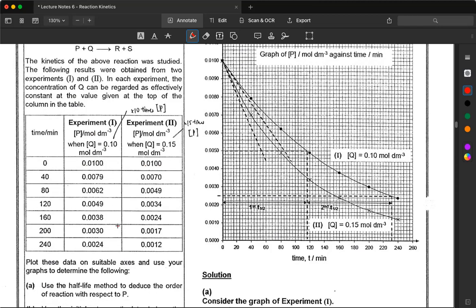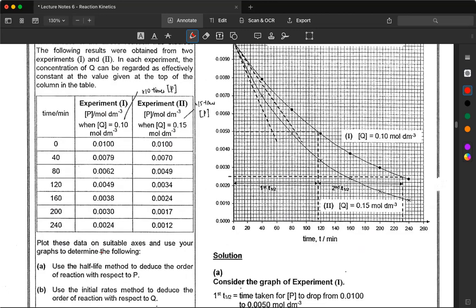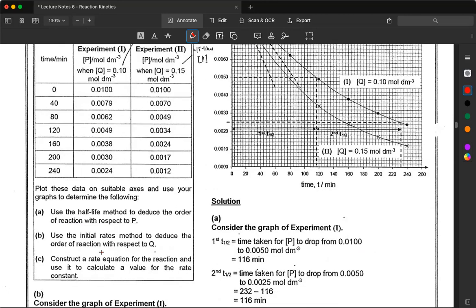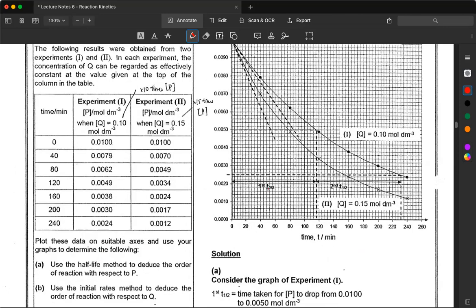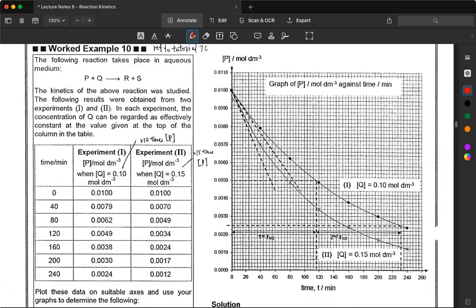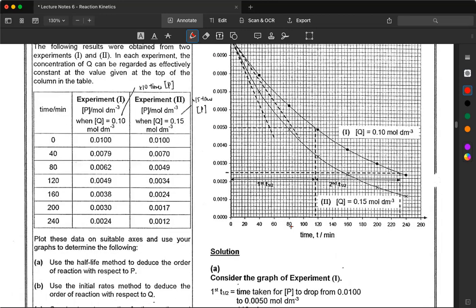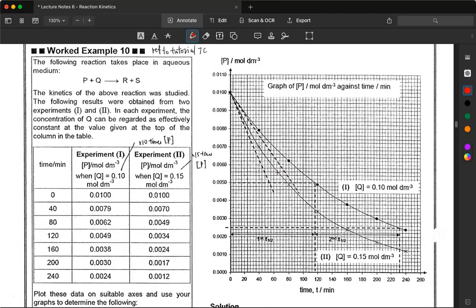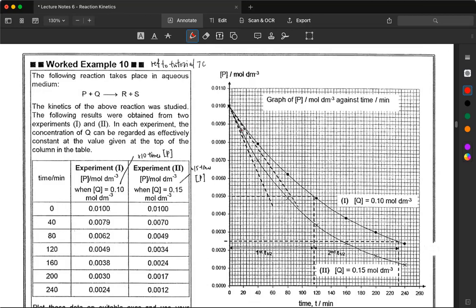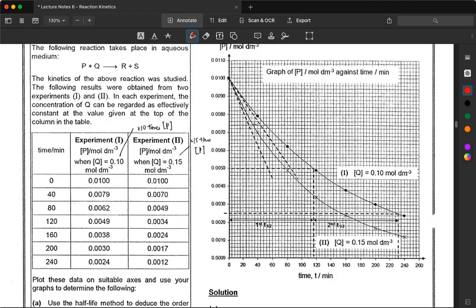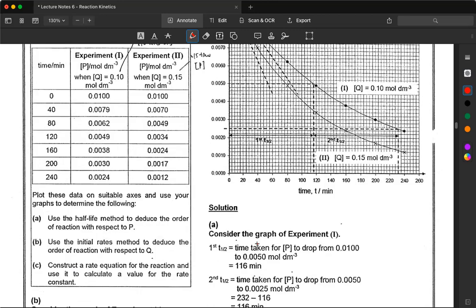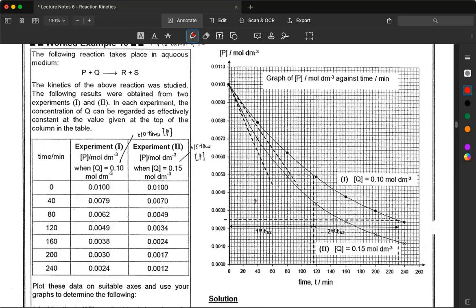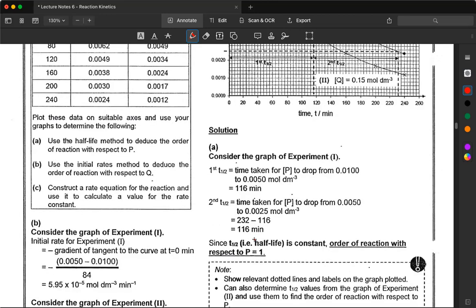So plot this data on a suitable axis and use your graph to determine the half-life, the initial rate, and construct the rate equation. In this case, you're plotting a graph of concentration of P against time. You'll just plot for the first experiment, plot for the second one. Do it fast. So consider the first graph. The time taken for the concentration of P to drop by half, meaning 0.01 drop to 0.05, how much time? It's 116 minutes. You take another half-life, it's still 116 minutes. So the order of reaction is 1.